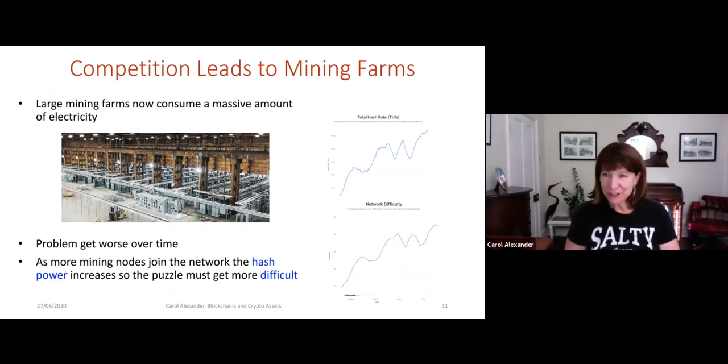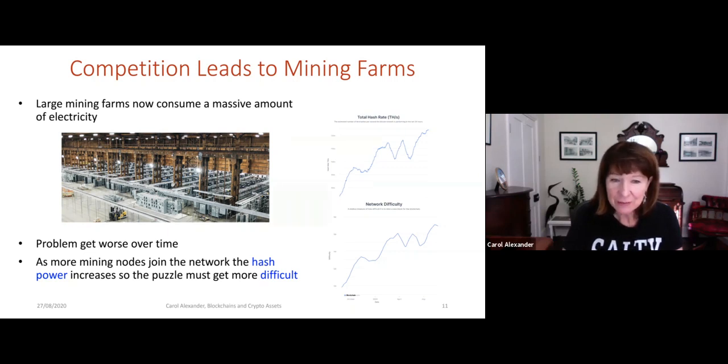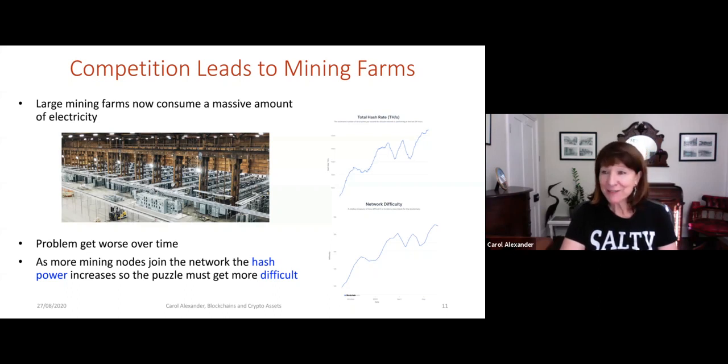So there's a lot of competition for the mining reward and the fees. And that's why these large mining farms are built. If you look closely at this picture, you'll see thousands of computers, of ASIC machines, connected together. And of course, they consume a massive amount of electricity. And the problem just gets worse over time because the hash rate tells us that more and more ASIC machines, and more powerful ones, are being connected to the network. The hash rate is the total number of hashes. We'll talk about that more in the next video, exactly what a hash is.